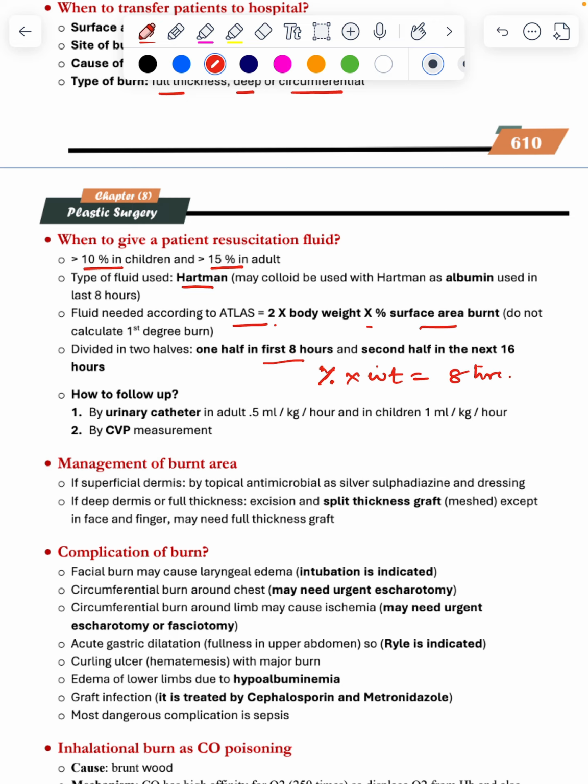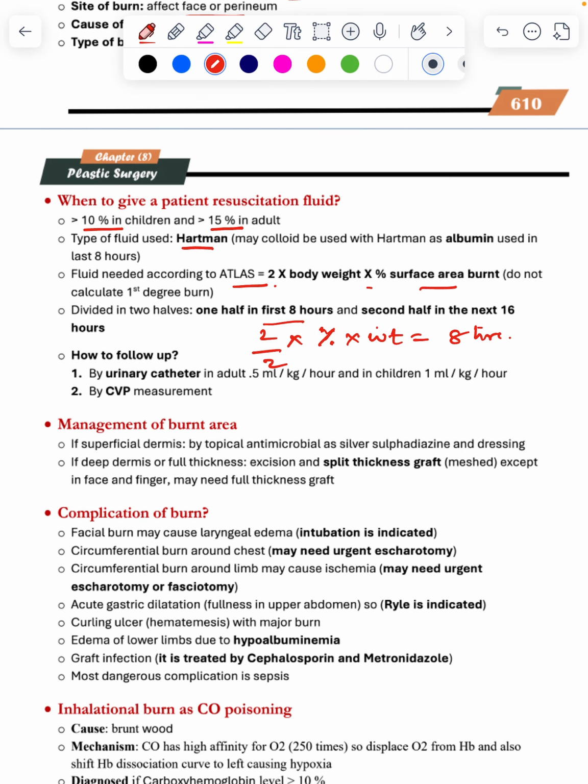This is straightforward. And if you want to make it for 24 hours, you have to multiply by 2. So ultimately you are multiplying by 2 and dividing by 2 to make it for the 8 hours. So this is the way.